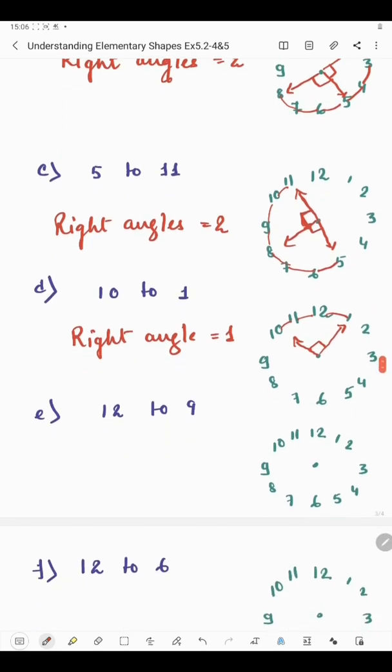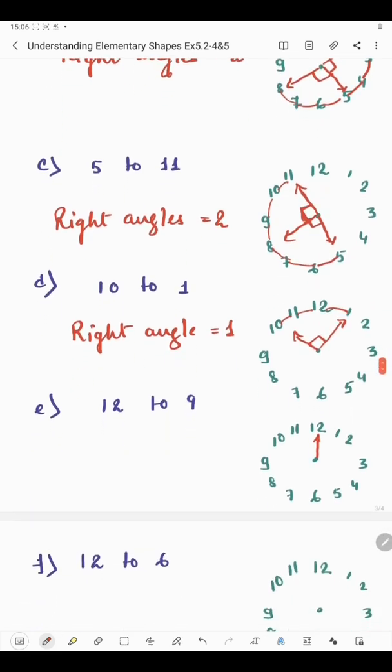Okay. Now coming to E part. In the E part we have 12 to 9. Here is 12 and here is 9. So the hour hand rotates from 12 to 9 like this. It makes a reflex angle. Now 12 to 1, 1 part, 1 to 2, 1, 2 to 3 is 1. So here is 1 right angle.